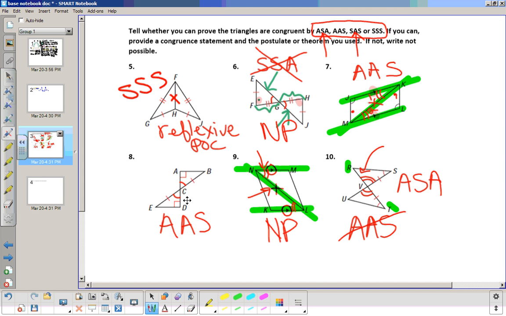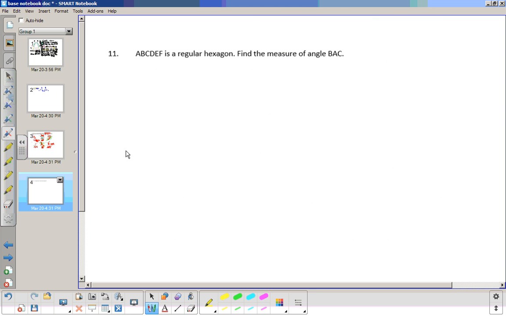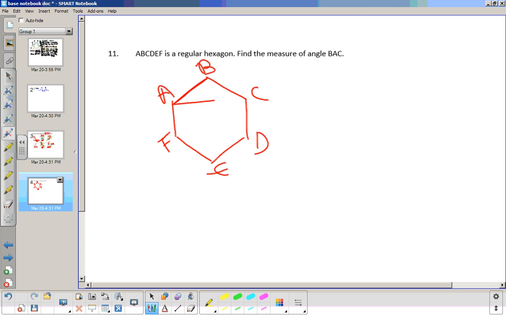I think number 11 was fine once you drew the figure, right? Once you drew it, then you were able to figure it out. But I'll go over it right here. The first thing you should do when you're problem solving is draw that picture. A, B, C, D, E, and F. And it asked for angle B, A, C. So it's asking for this angle.